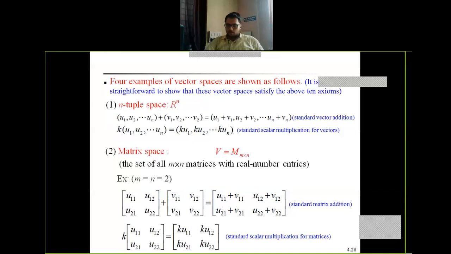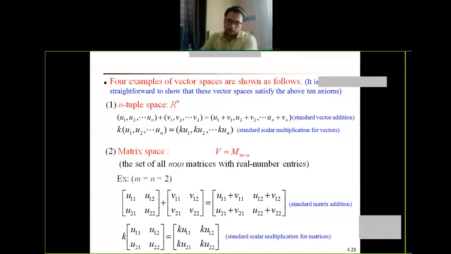we can always perform matrix addition and scalar multiplication for matrices, and we will come to know that the m by n matrix set is a matrix space. Obviously all the elements of the matrices should be real number entries. So this can again form a vector space.